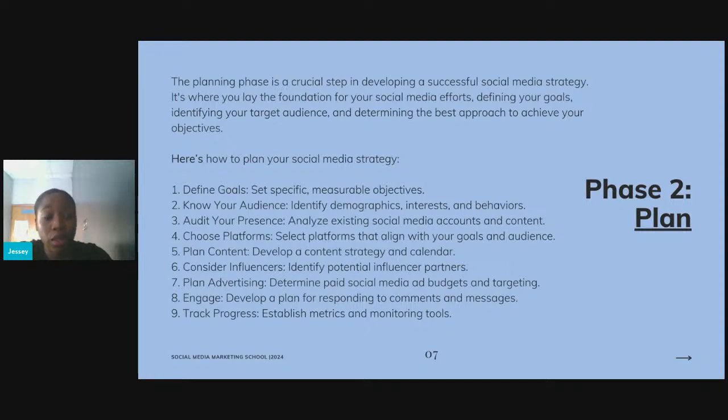What we want to do now is plan. Right. The planning phase is a crucial step in developing a successful social media strategy. It's where you lay the foundations for your social media efforts, defining your goals, identifying your target audience. This is where you have a list of how you plan your social media strategy. And how do you plan it? By defining your goals. You have to set specific, measurable objectives. They have to be specific and measurable, your goals.